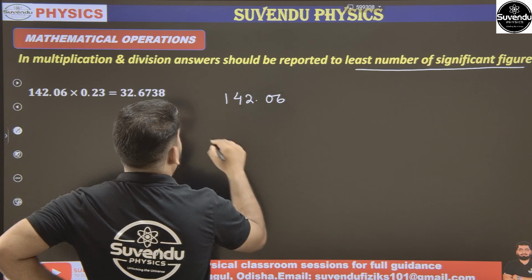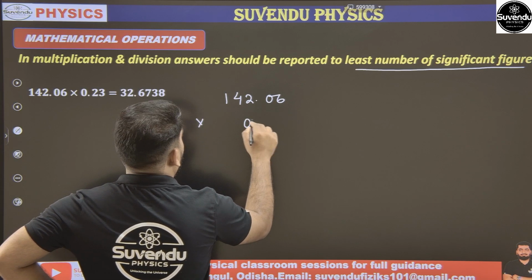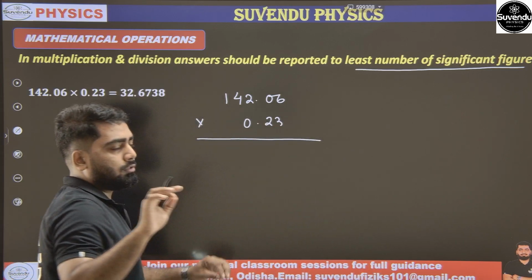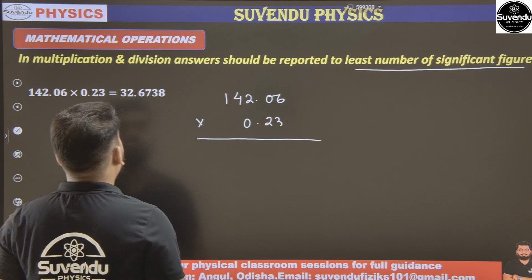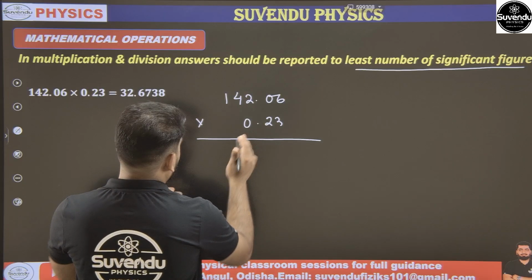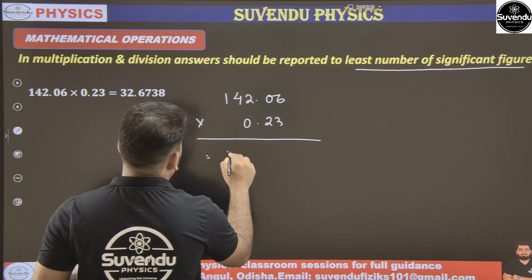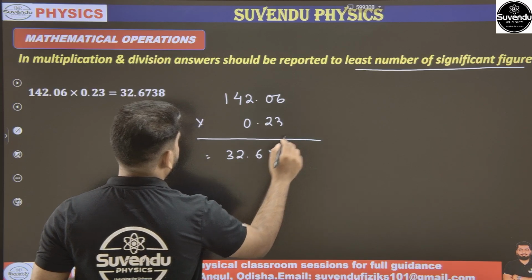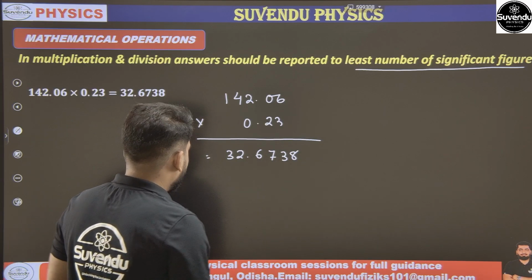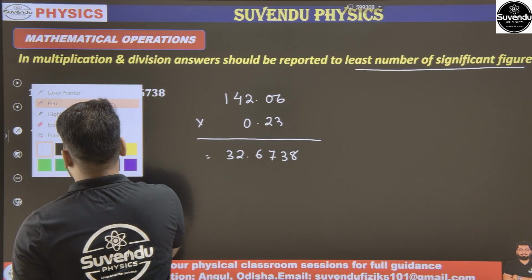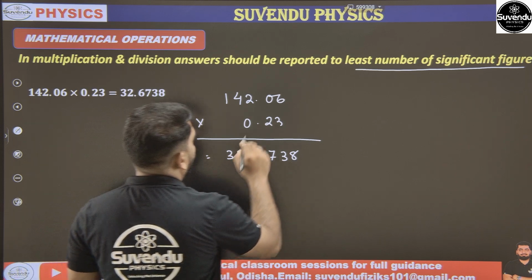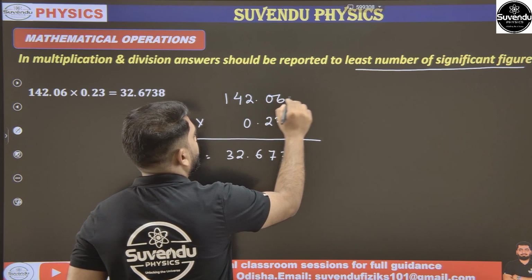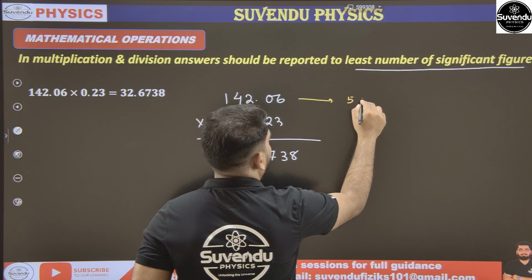142.06 into 0.23. तो जनरली जैसा भी तुमको मल्टीप्लिकेशन आता है ना, उसी हिसाब से प्रोसीड करो. As per that rule, you have to proceed the multiplication. The answer will become 32.6738. And we have to round up this number. So what we have to do, यहाँ पे कितना significant figure, non-zero, non-zero, non-zero, zero between non-zero and non-zero. So 5 significant figures are available.